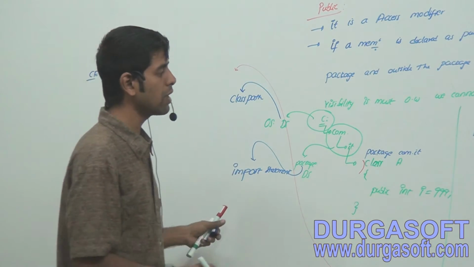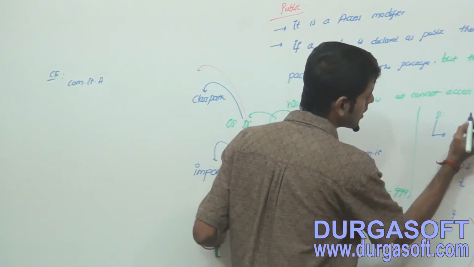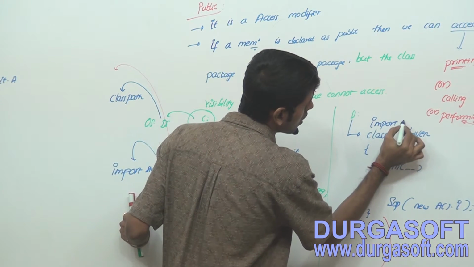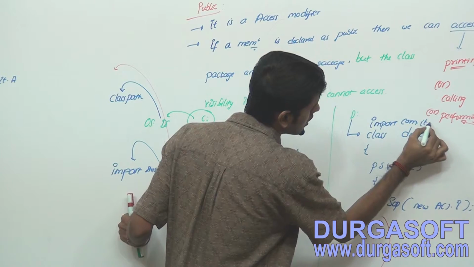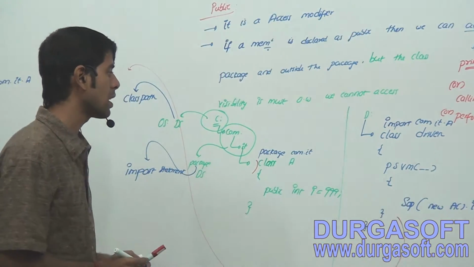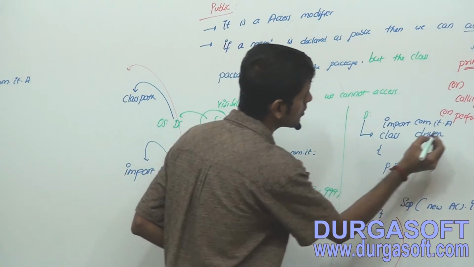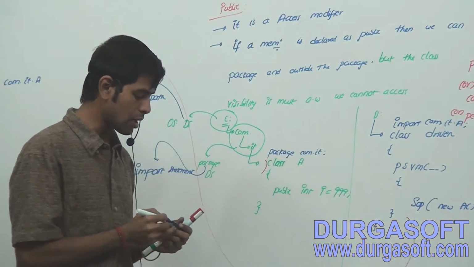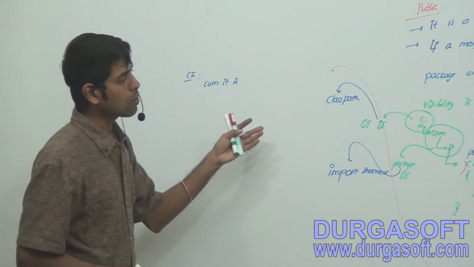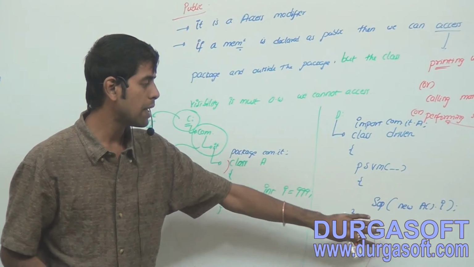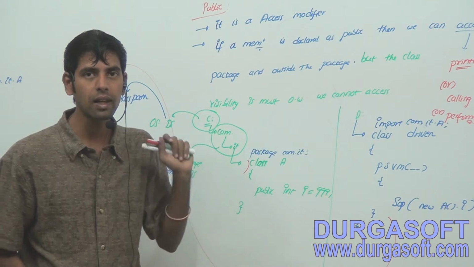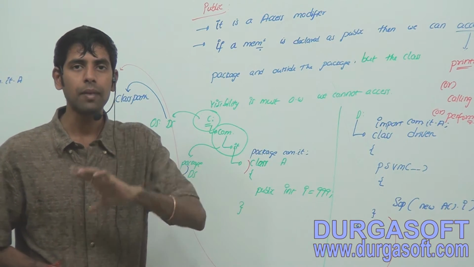Now try to observe here. Let me put the import statement first here. Import com dot it dot a. Now observe here how to compile this one. Of course, by setting the classpath we have to compile. If we compile here, it will give us a compile time error.